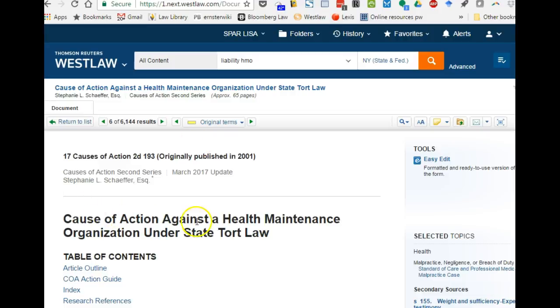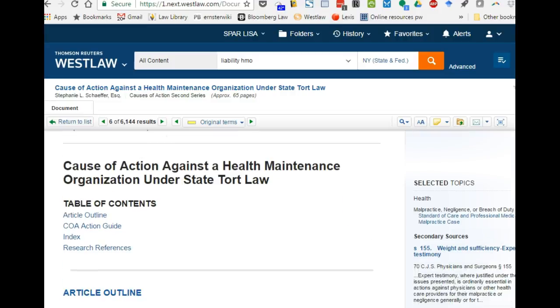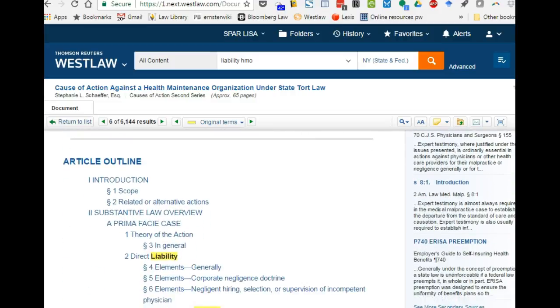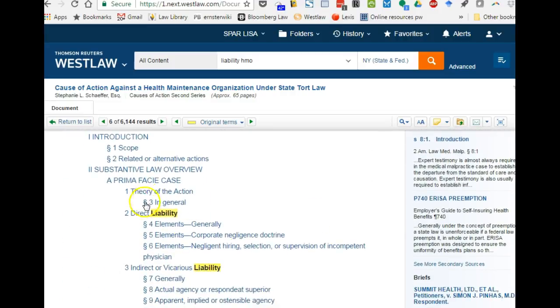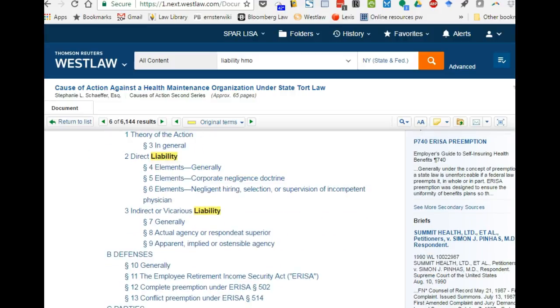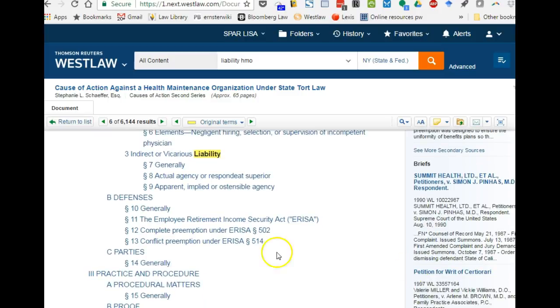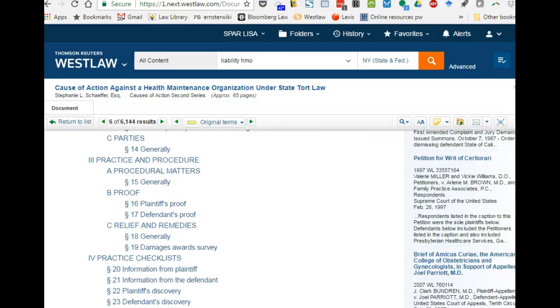So here's Causes of Action, specific to state tort law. Again, we get the sense perhaps ERISA preempts this, but Causes of Action gives us suggestions about how we might find direct liability. Now, we've kind of figured out vicarious liability doesn't apply in our situation, so we're not trying to hold the physician liable. Here are defenses. Obviously, you might be defending the HMO. And we have the whole section here on practice and procedure.